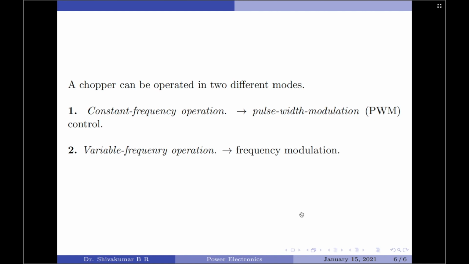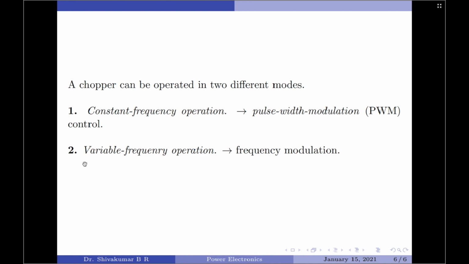Finally, a chopper can be operated in two different modes depending upon whether the chopping frequency is varied or kept constant. The first is the constant frequency operation. If the chopping frequency or the chopping period is kept constant and the on time T1 is varied, then this will result in the width of the pulse to vary. In a sense, you can obtain different pulse widths for output voltage waveforms by varying the duty cycle. Such type of control is known as pulse width modulation control.